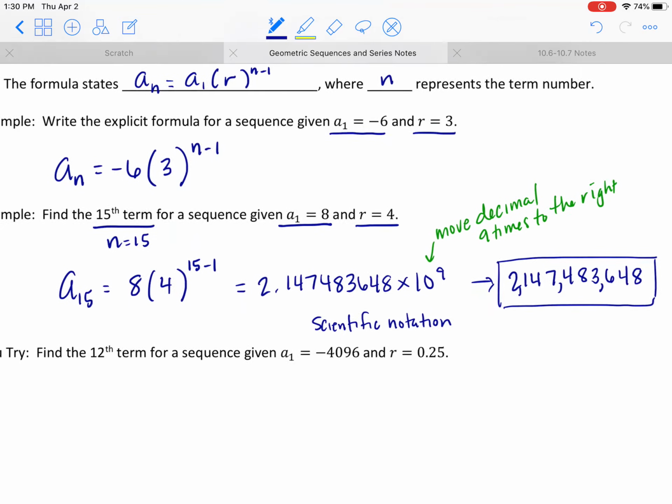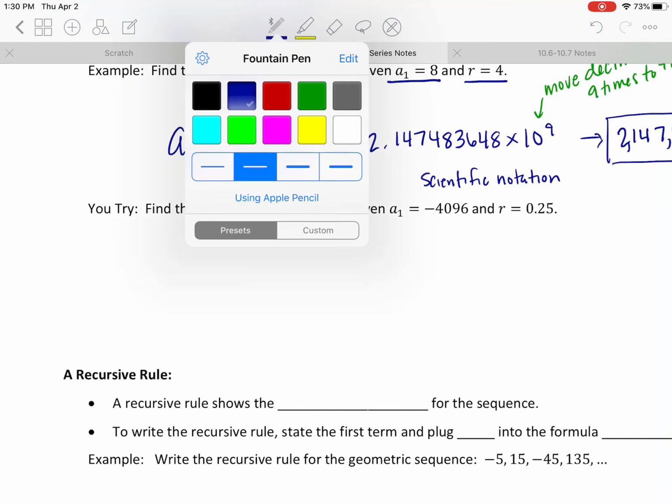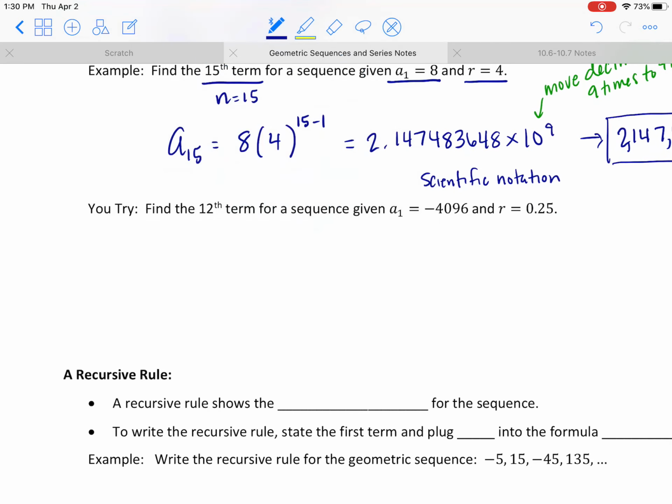If I was looking for the 15th number on that list, having to start at 8 and multiply by 4 15 times to get to that number would be kind of ridiculous. So using the formula to shortcut is definitely more efficient. Okay? All right, here's one for you to try. If you want to pause your video, give it a shot. Otherwise, continue to work here along with me.